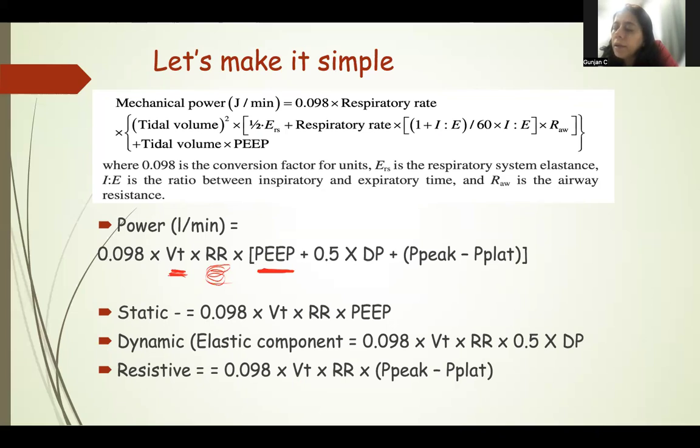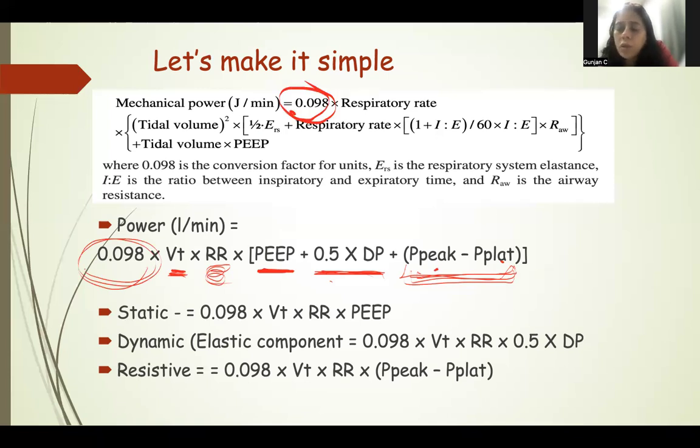Then the dynamic elastance work is overcome by half of the P plat minus the PEEP, which is the driving pressure, and the subtraction of P plat from P peak, which is the resistive component, right? So again, I have divided it. This 0.098 is the constant which arose from the research Gattinoni did.